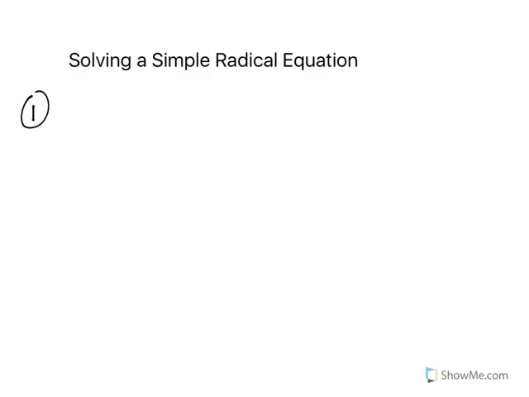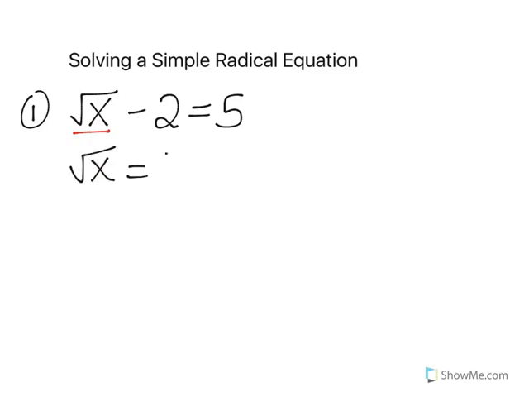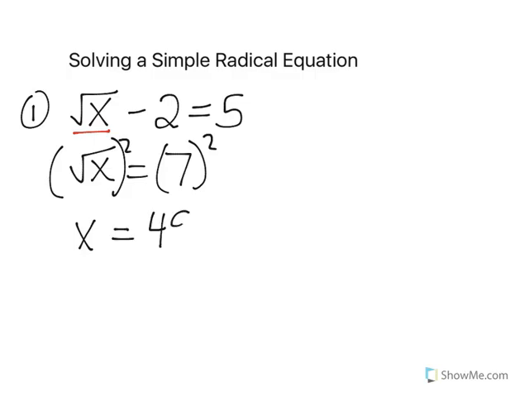So the first example here is the square root of x minus 2 equals 5. Our goal is to isolate the square root of x. So what do we need to do? Bring the 2 over. And now that the square root is isolated, in order to get rid of the square root, you want to square both sides. And we end up getting x, because the square root and the squared cancel, equals 49.